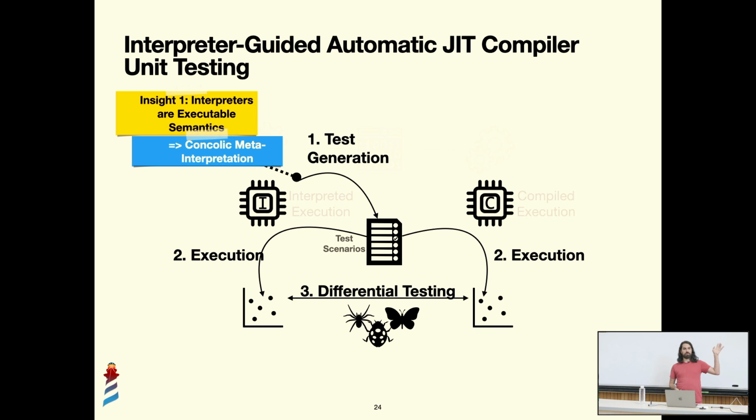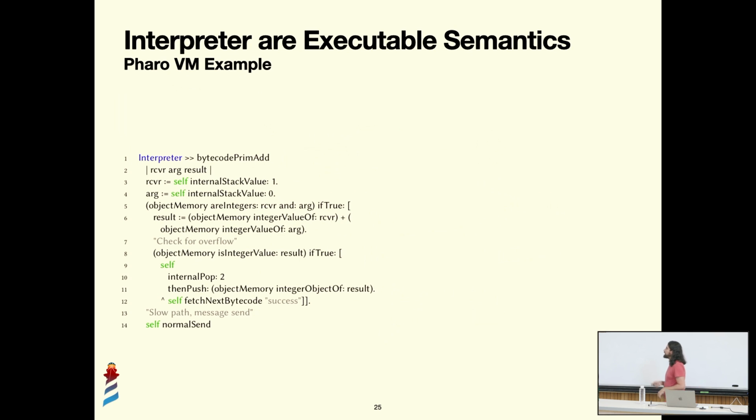Does somebody know what a concolic executor is? 1, 2, 3. Okay, so I'm going to go really fast on that. I don't have the presentation. Okay, I have time. I'm sorry, I am in between you and the lunch.